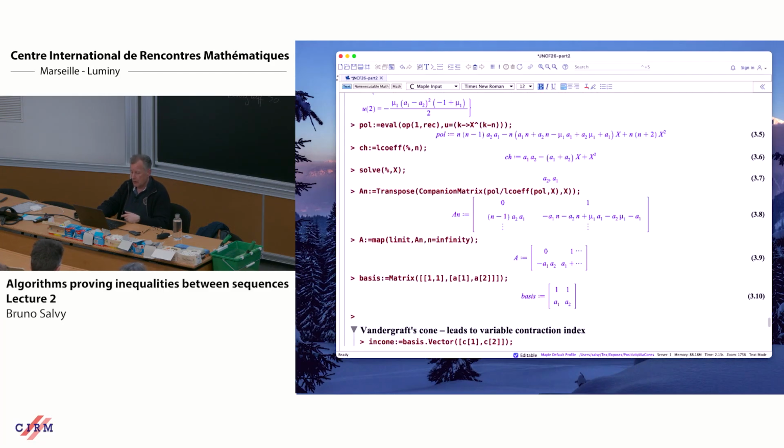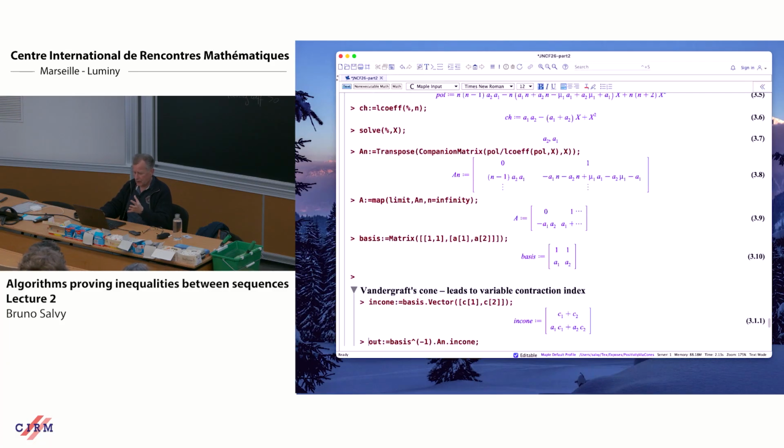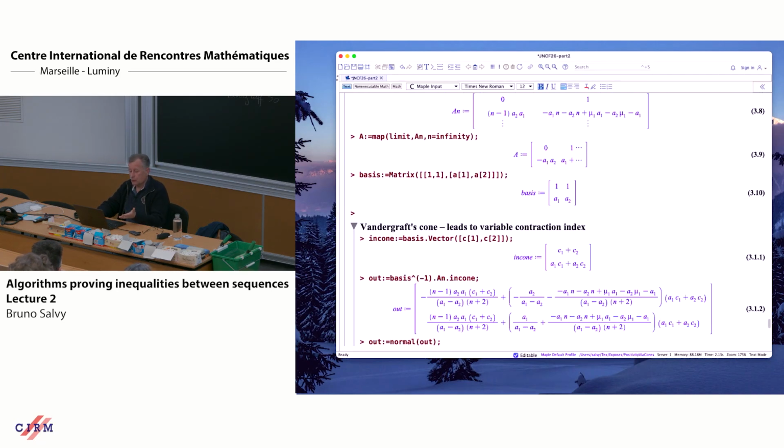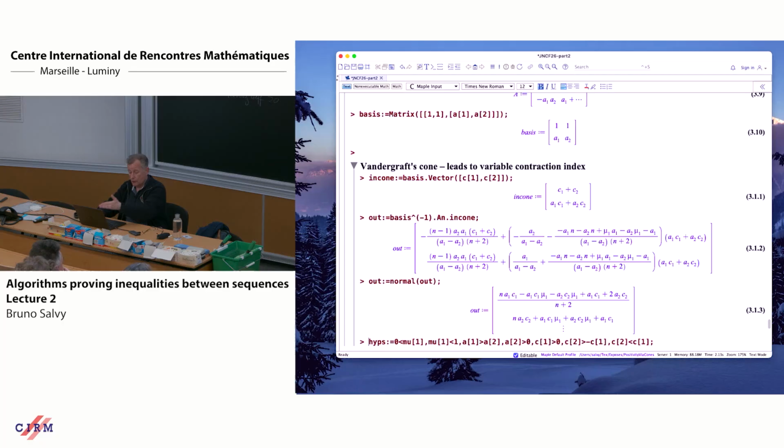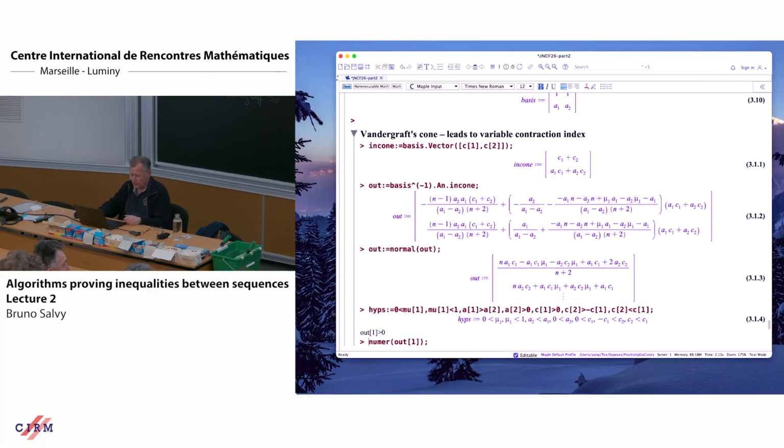Okay, so again, there's a subtlety. I start with Van der Graaf's cone, the one we've seen so far. So we take a vector of coefficients, and we think C2 in absolute value is smaller than C1. So that's the cone. And we have to check that the same properties hold for the new coefficient. So these are the hypotheses.